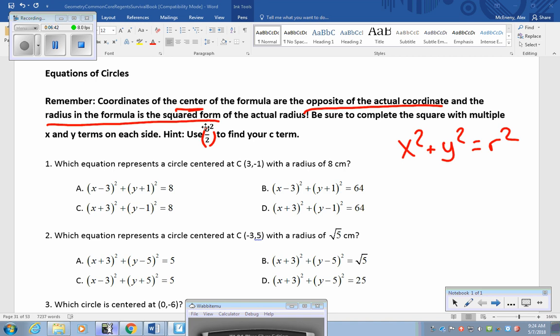So in the case of question 1, which equation represents a circle centered at (3, -1) with a radius of 8? Well, I know the radius has to be squared, so that'll help me get rid of a and c. And then these two values have to be the opposite in the formula. So that's going to end up making b the answer, because I have in this one -3 and +1. It's got to be the opposite of that.